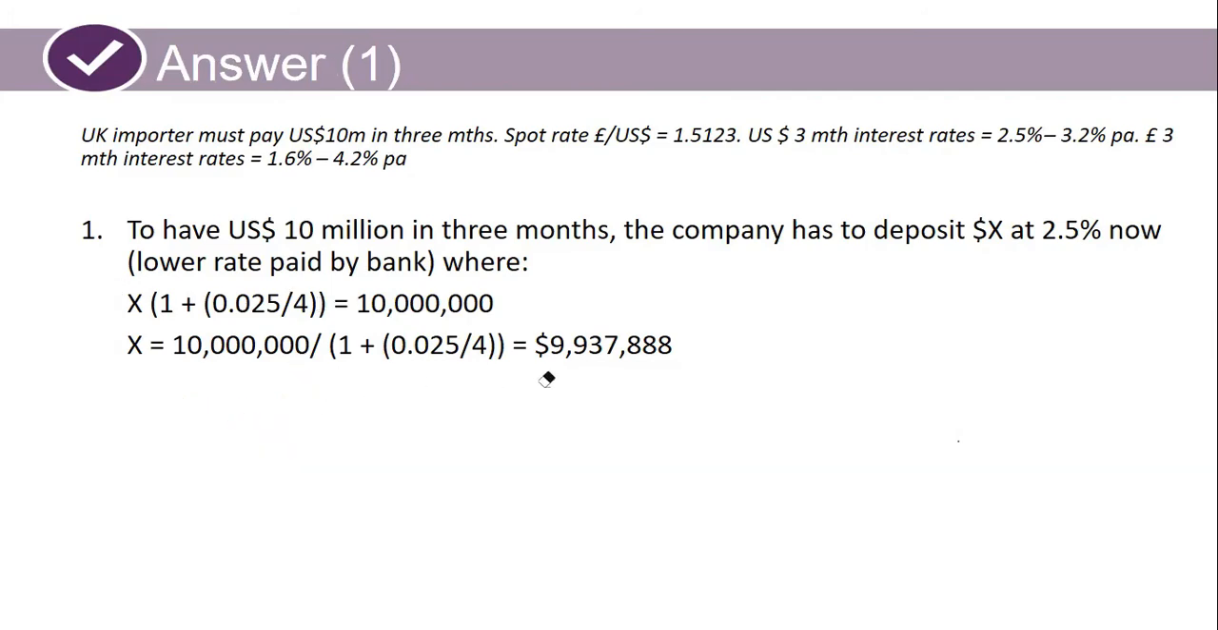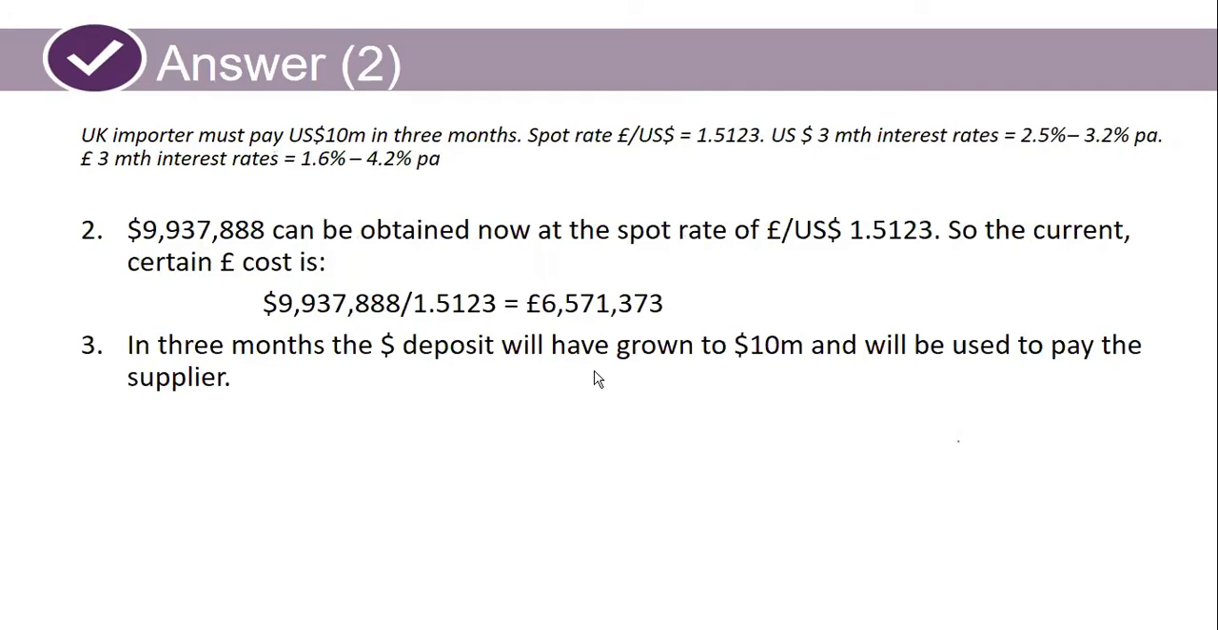So if you deposit 9.937,888 million in the bank today, at 2.5%, it will become 10 million. So you will pay this 10 million in 3 months' time. Now, the question is, if you put this money in the bank today, where will this money come from, and what is your cost? So 9937 can be obtained now at the spot rate of pound and US dollar 1.51.